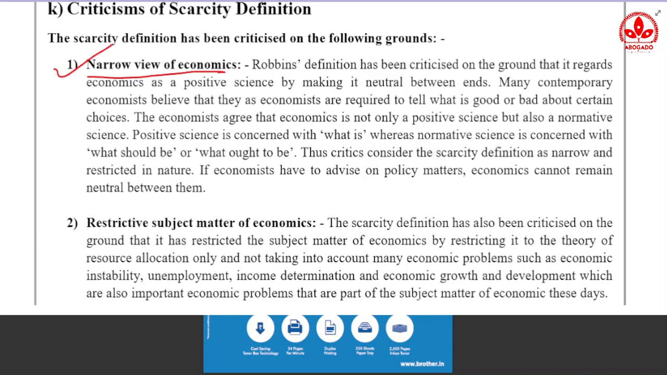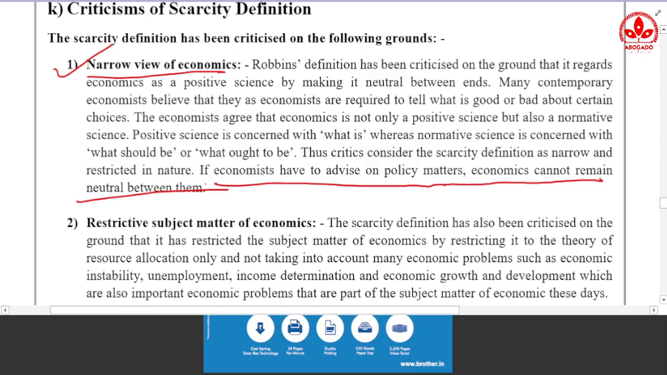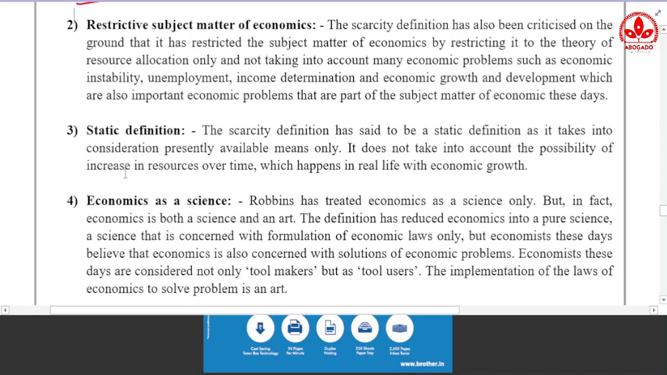Okay. And why did they say this? Because economists had to advise on policy matters. Economists cannot remain neutral between ends. Means, see, I'm not able to explain this point well. What this point wants to say is that in the last point we saw that economics just tells us that we should do this thing, but in the end that thing has to be done by the human being only. But this point says that economics not only tells what is to be done, but it also does the thing for us. Okay, so that is the main thing which this point wants to tell us. Okay, then the next one is the restrictive subject matter of economics.